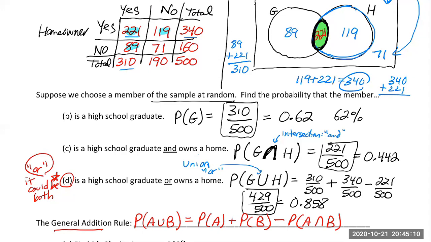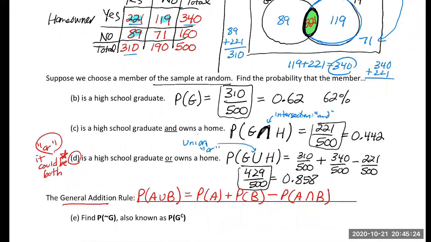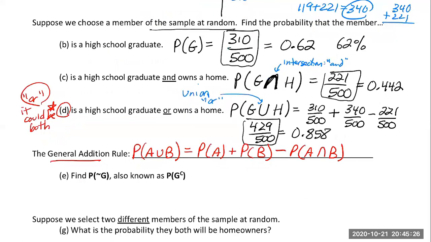And that formula is provided on the formula sheet. So you don't have to memorize that, but I hope that as you do examples, you get an intuitive sense of how to calculate these and that you don't have to memorize a formula like this, but it is called the general addition rule. Some other notation I wanted to introduce you to is on E, find the probability of not G. That little symbol there is a negation sign, not G. And it could also be written as probability of the complement of G.